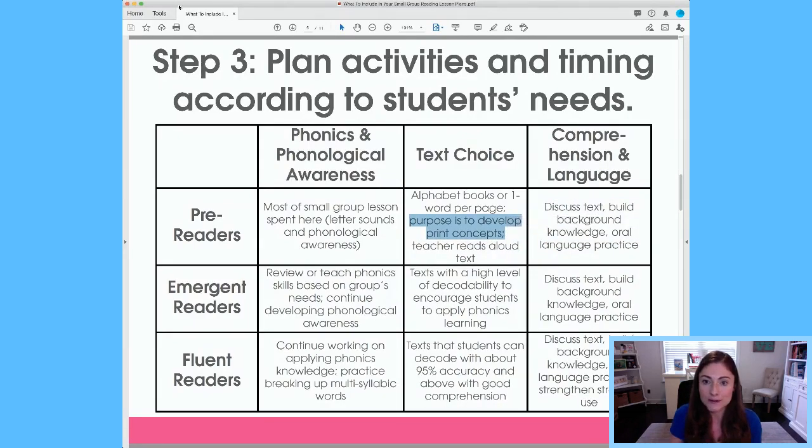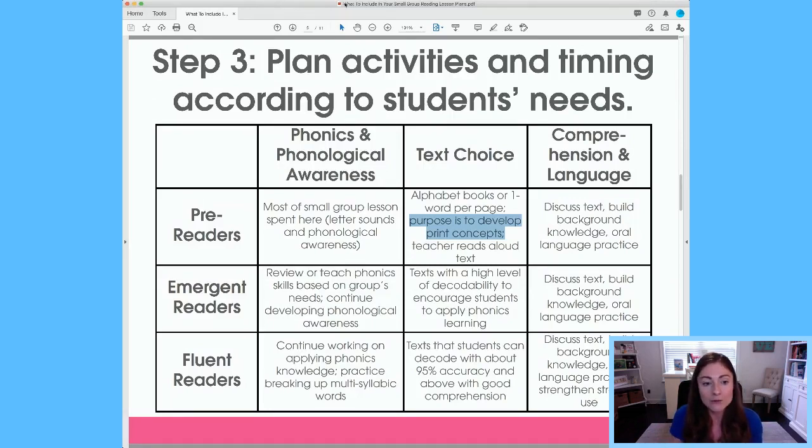And when I say print concepts, tell me what that means to you in the chat. To me, that means knowing how to point once under each word, knowing how to count the letters in a word, knowing, hey, when I say this is the first letter in the word, this literally is the first letter in the word. So really basic stuff like that.